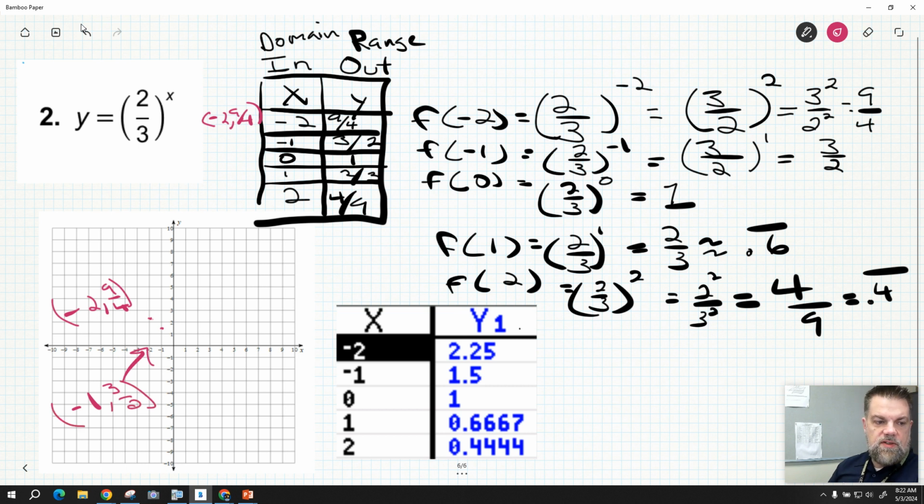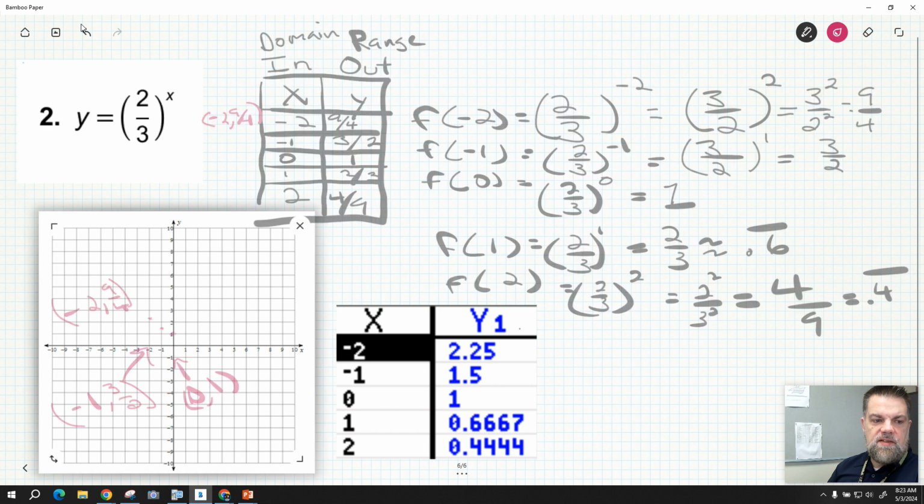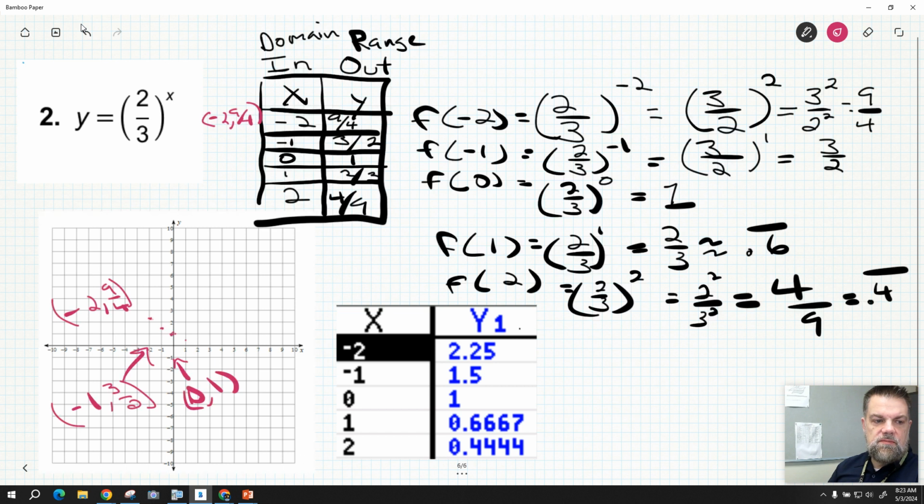The next one is 0, 1, so I'm going to put a dot here. So that's going to be 0, 1. Almost made a mistake there. The next one is 1 and 2/3, right? That's about right here. I hate this. Okay, so that's the point 1 comma 2/3. And when we get to 2, it's a little bit less than half.